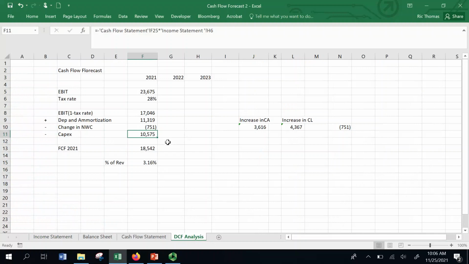So now for my free cash flow number, I'm going to take this number plus this number minus this number, which is really a plus, minus that number. Okay, you can see that all right here, and that gives me $18,542,000 for Walmart.